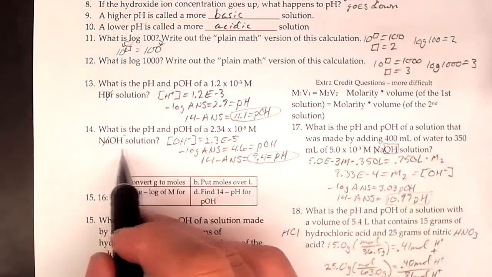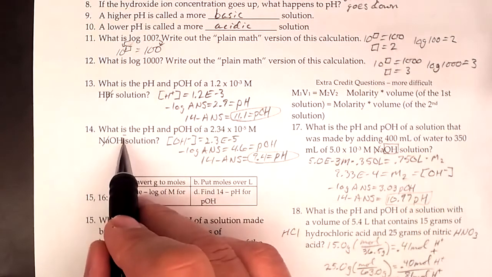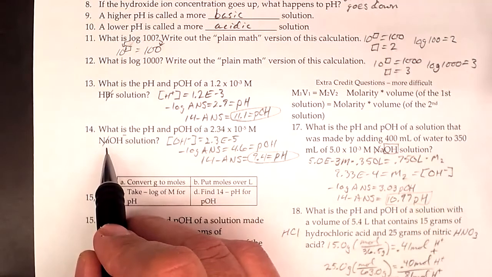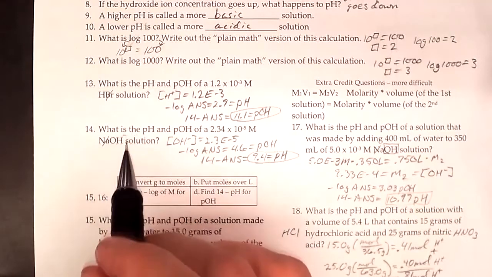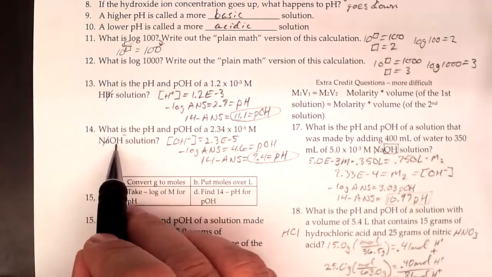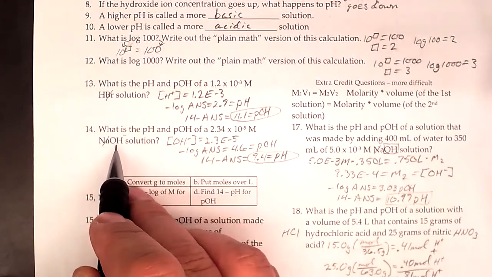In 14, we use a strong base. So OH minus is going to matter for pH and pOH. I don't really care about the sodium part, so I crossed that out. Remember, what matters for pH? H plus and OH minus. You might write that down. What matters for pH? H plus and OH minus.